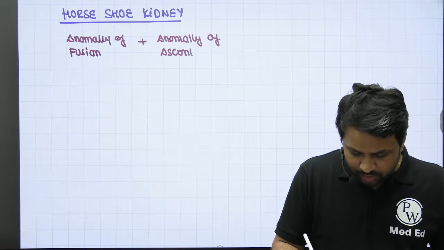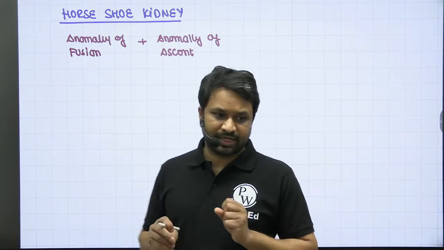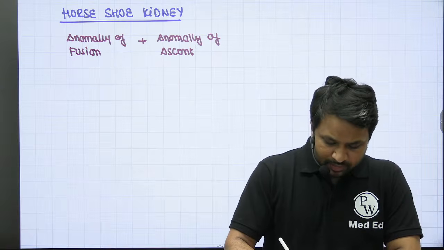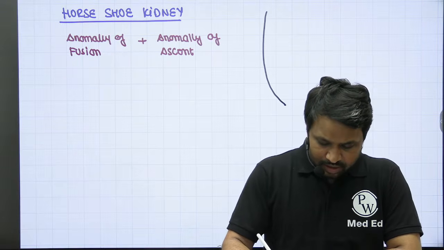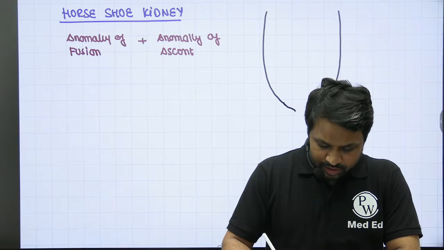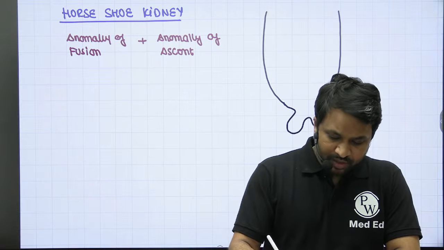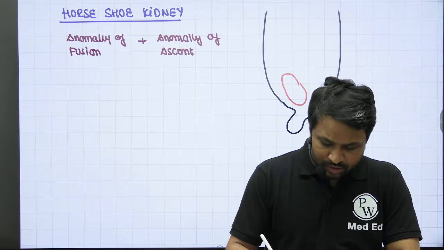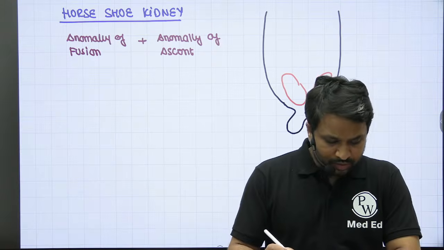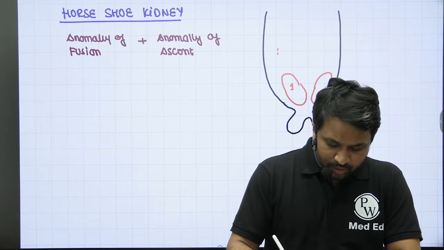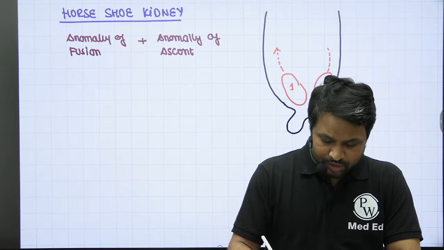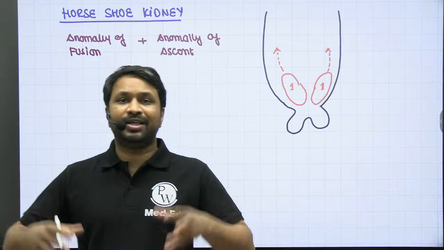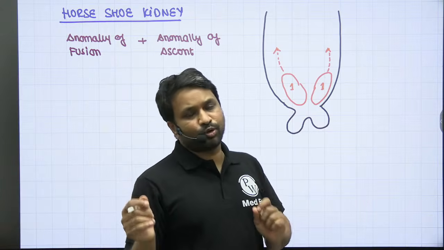There is an anomaly of fusion present, and along with that, there is an anomaly of ascent. What do we mean by these? For that, you can draw a small diagrammatic representation: if this is the abdomen and the pelvic region, and this is the scrotum, just for the sake of understanding. Whenever the kidneys develop, they develop in the corresponding iliac fossae. When the kidneys are developed, they ascend to their respective positions. When the development is complete, they ascend and align themselves; this is the usual embryonic progression.